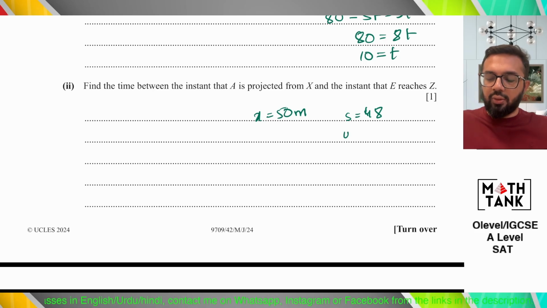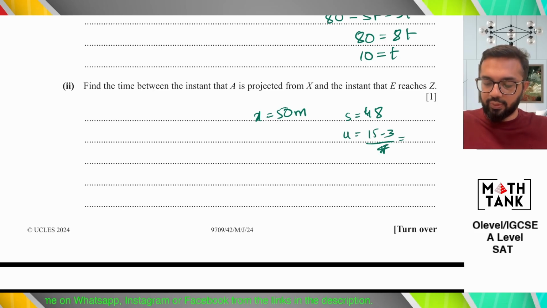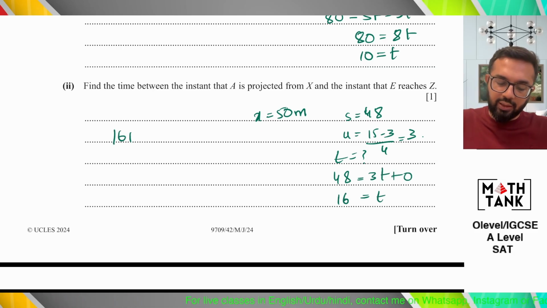The combined particle has a speed of 15 minus v over 4, which was 3 actually. So let's find out the time. So 48 equals 3t plus 0, t equals 16. So what's the total time? 16 plus 6 plus 10, which is 32 seconds.